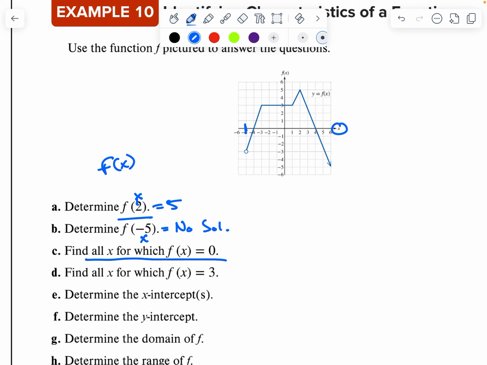Find all x for which f of x equals 0. Remember, f of x is the same thing as y. So find where y is equal to 0 this time. Here's our y-axis. There's where y is equal to 0. Can we find all the places where y equals 0? That's at 4, and that's at negative 4. That's at 4 and negative 4.